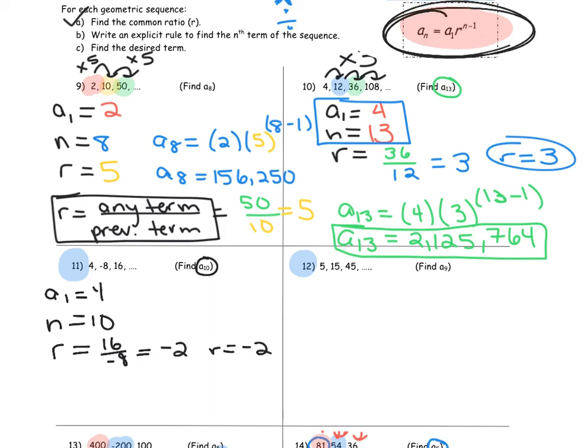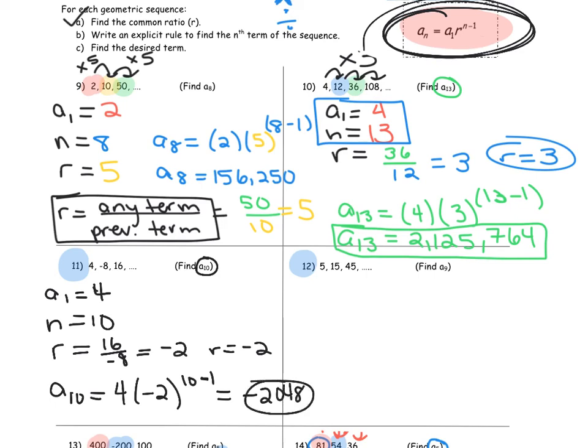And we're just plugging into this formula. So I have a sub 10 equals our first term of 4 times the common ratio of negative 2 raised to n minus 1. And when you put that in the calculator, guys, we end up getting negative 2048. Again, this is a geometric sequence because I have a common ratio.